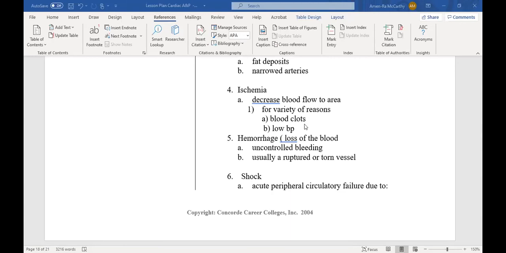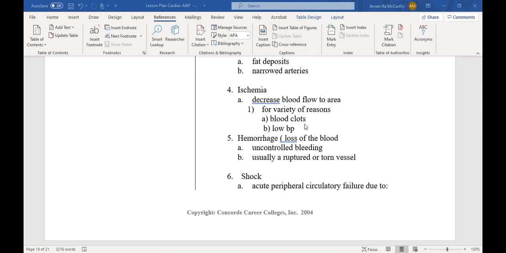Ischemia. Now, hemorrhage is when that aneurysm that's ballooning out bursts. Now you have a hemorrhage, uncontrolled bleeding, usually a ruptured or torn vessel, okay? Hemorrhage means loss of blood, and it's uncontrollable. And if it's in the brain, it's hard to stop or find before the person dies.